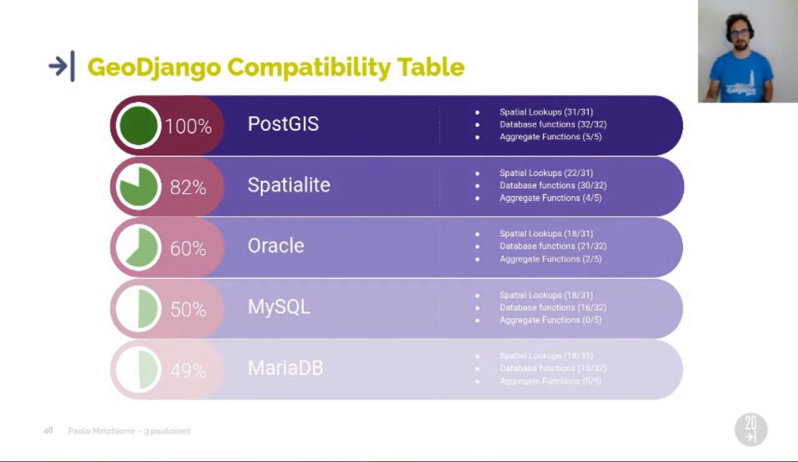In this chart, I synthesized the compatibility table of the geographic backends supported by GeoDjango. In the GeoDjango documentation, there are three compatibility tables for spatial lookups, database functions, and aggregate functions. As you can see, PostGIS is the only geographical backend that supports 100% of the features. If you are interested in using these features, you can see my previous talk.